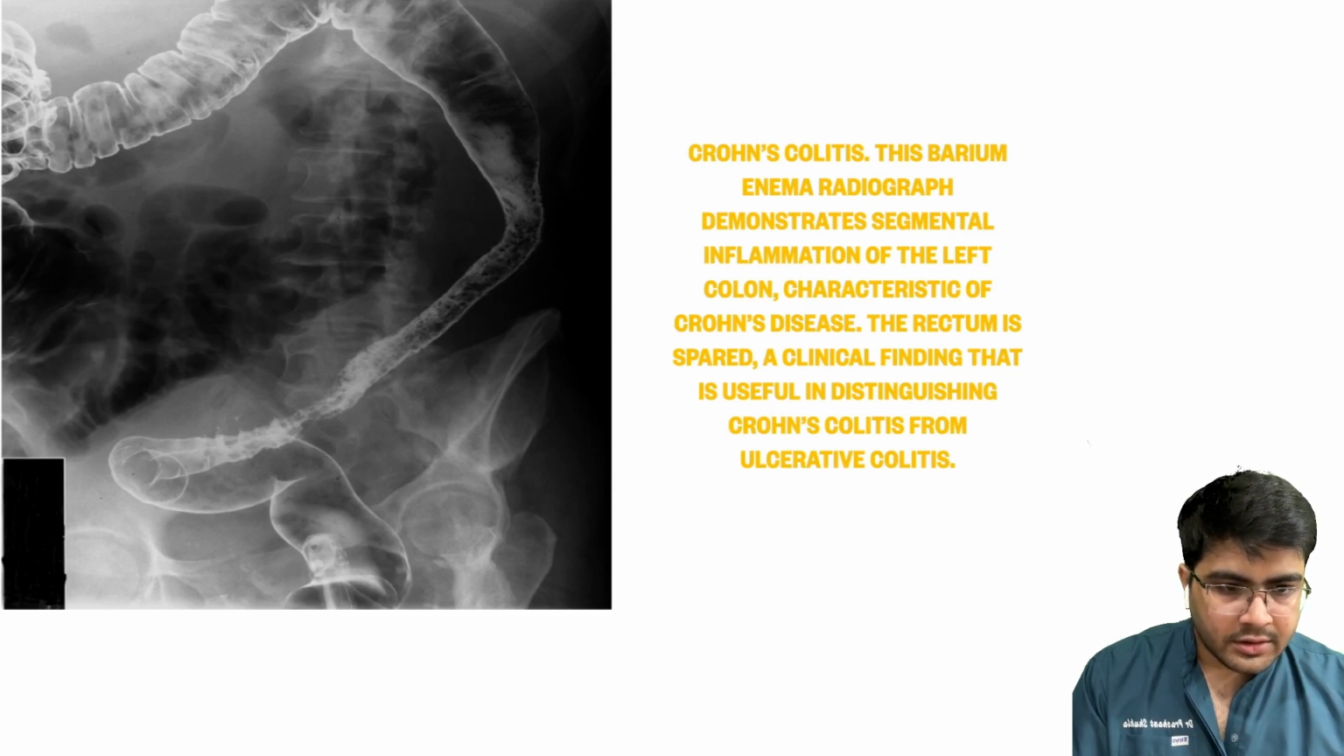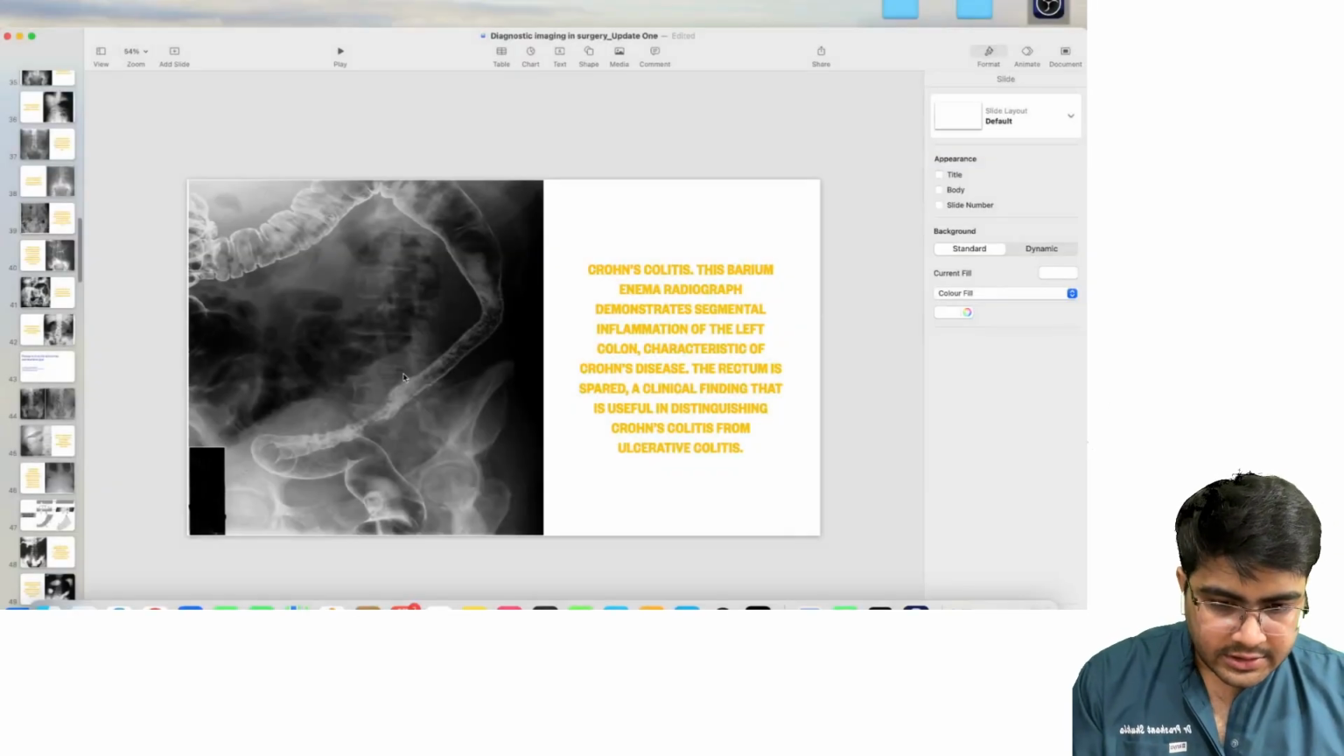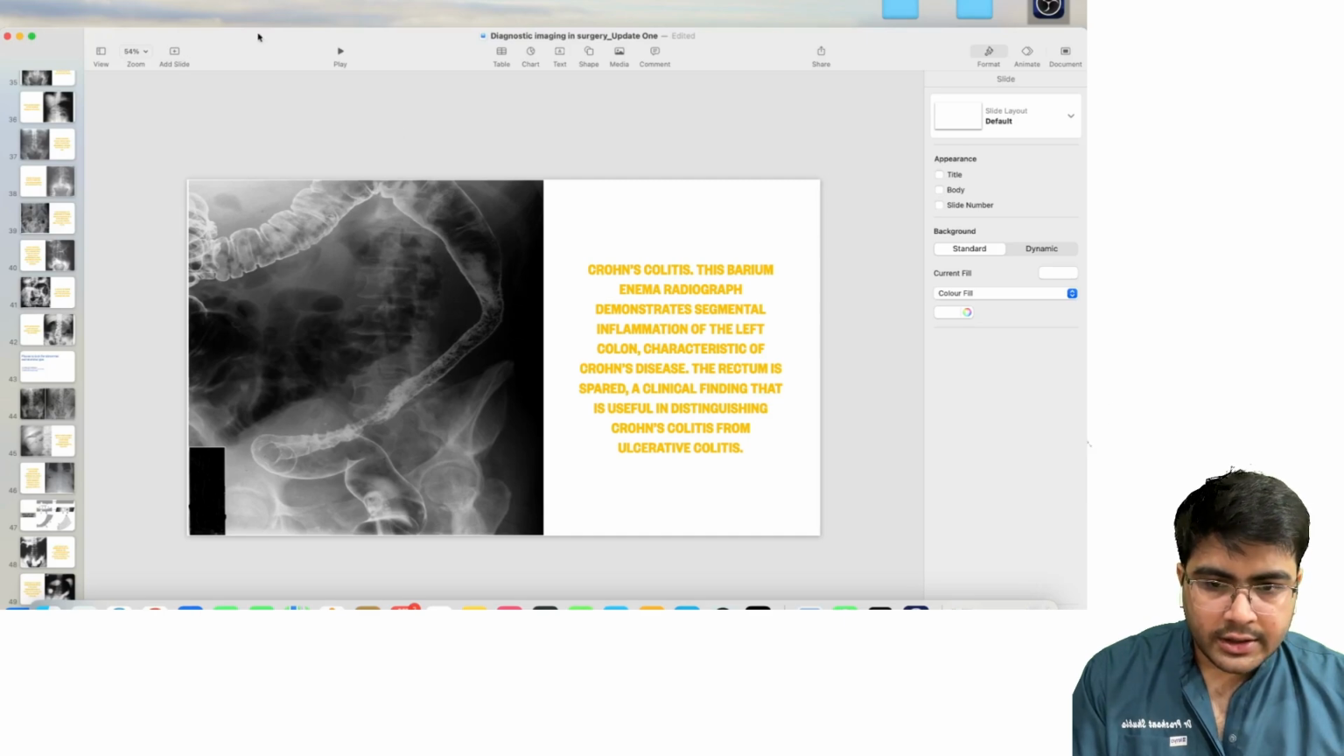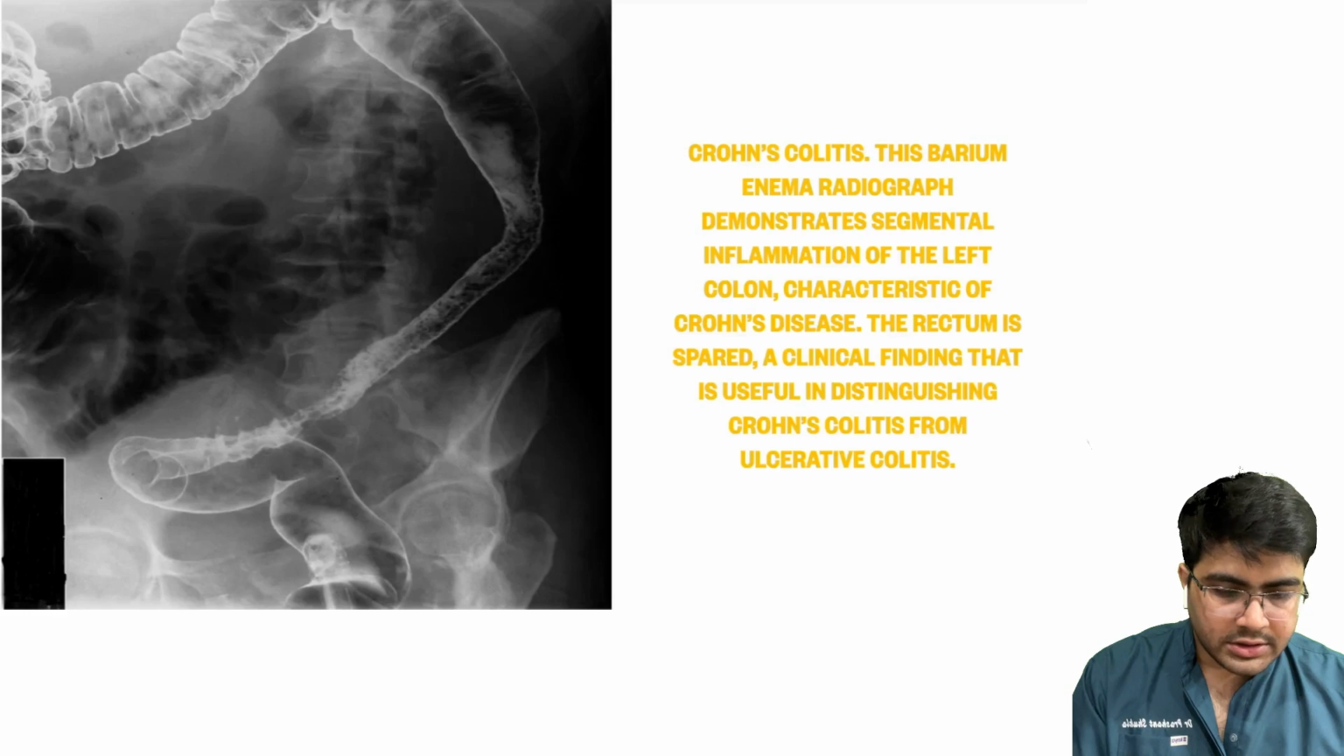So again we can see this is known as Crohn's colitis, and the first thing you need to understand, there is sparing of the rectum. Okay, the rectum is spared, and this is a clinical finding which is useful in distinguishing Crohn's colitis from ulcerative colitis. Okay, so the barium enema radiograph demonstrates segmental involvement, inflammation of the left colon. Okay, so here you can see there is a segmental involvement. So this segment is involved, then this segment is normal, then this segment is again involved. So this is classical and characteristic of Crohn's disease.